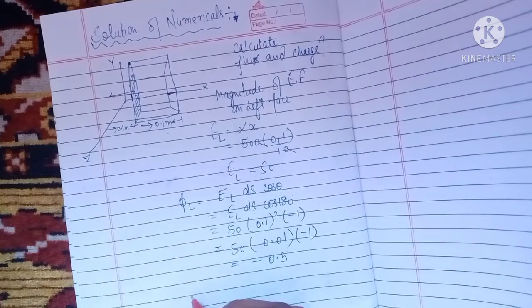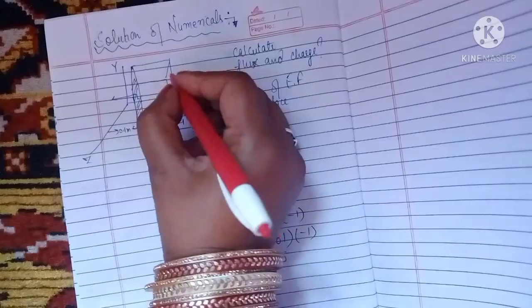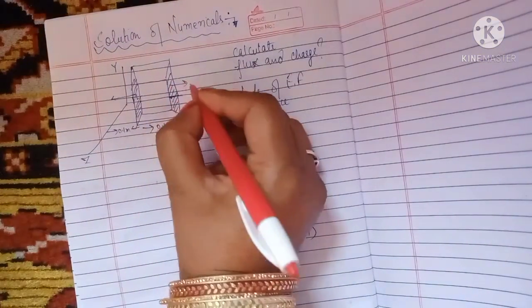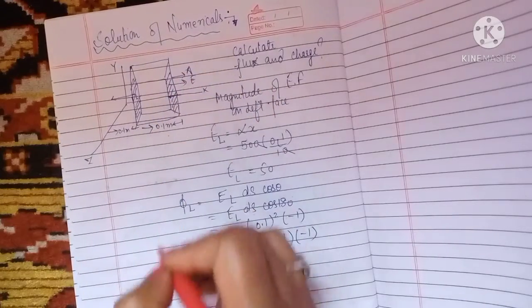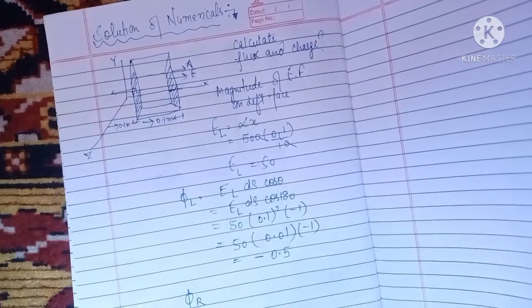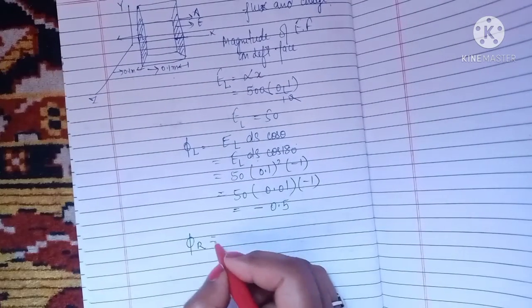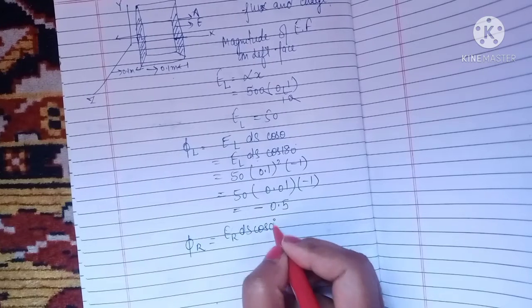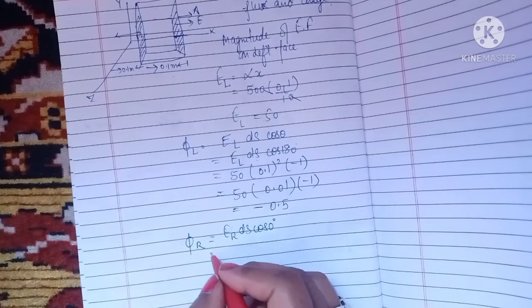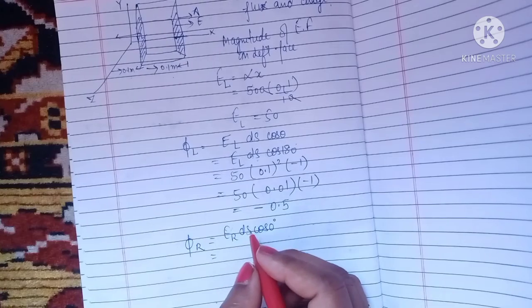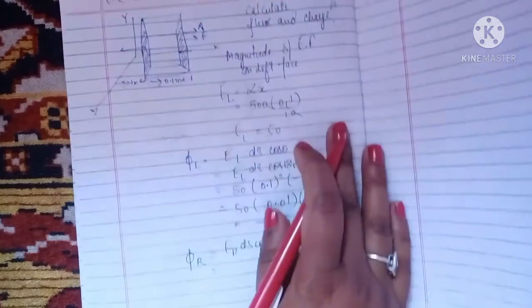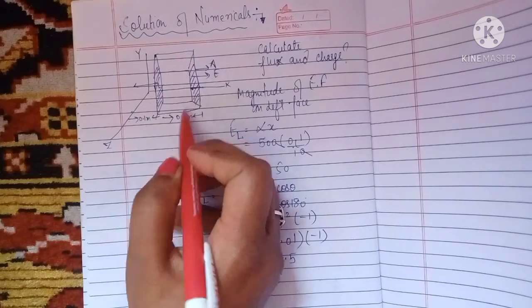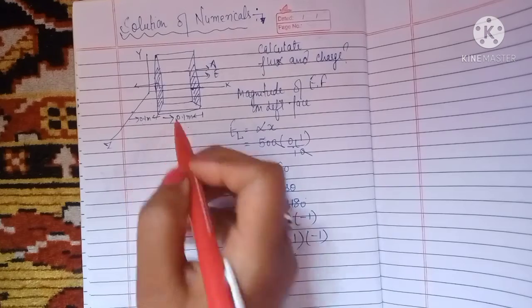Now similarly you have to calculate the flux on the right hand side. This one face is the right hand side, right? Now the electric field is in this direction as well as the area vector has the same direction, so theta is again 0 here. So phi R is equal to ER ds cos of 0 degrees. Now why 0? Because they have the same direction. Now whenever you calculate ER, x is 0.1 on the left face, but when you move to the right hand side, 0.1 plus 0.1 becomes 0.2.